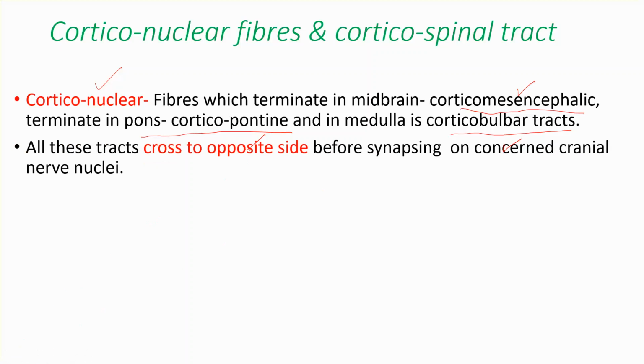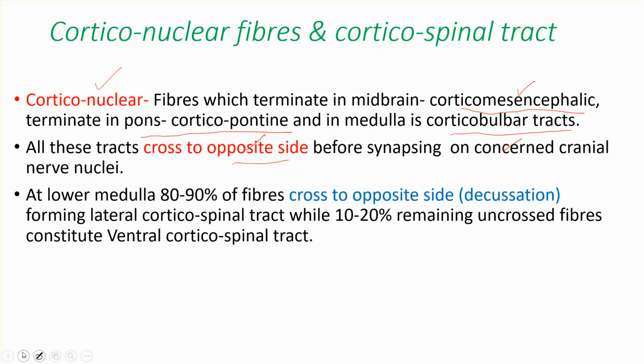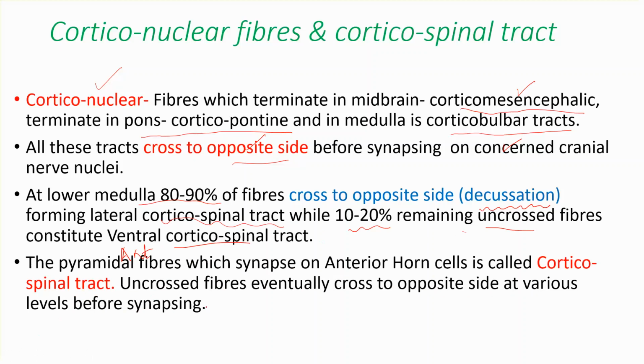All these tracts cross to the opposite side before synapsing on the concerned cranial nerve nuclei. At the lower medulla, 80 to 90% of the fibers will cross to the opposite side. It's called decussation. It forms the lateral cortico-spinal tract, whereas 10 to 20% remains uncrossed, and it's called the ventral or anterior cortico-spinal tract. The pyramidal fibers which synapse on the anterior horn cells are called the cortico-spinal tract. The uncrossed fibers, the anterior cortico-spinal tract, eventually cross to the opposite side at various levels before they synapse.